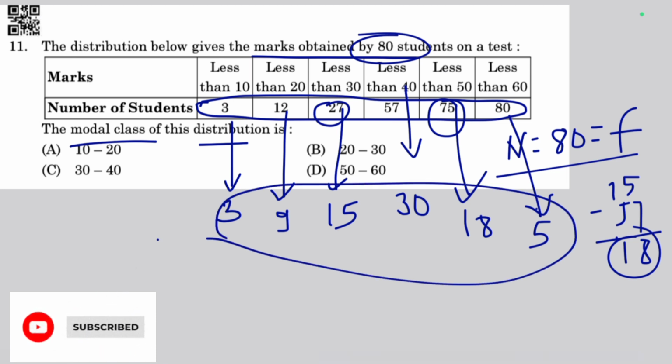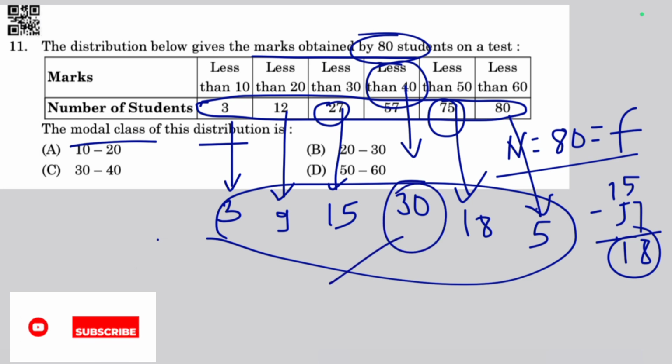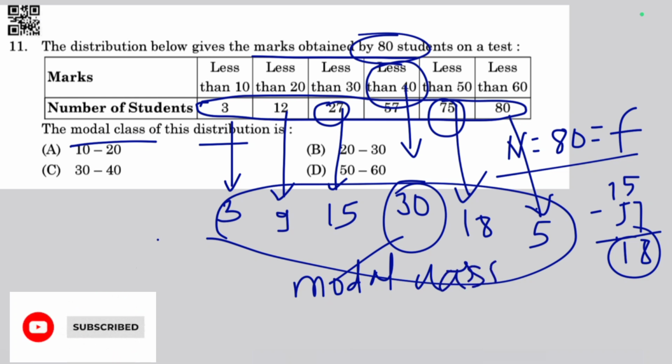You can see now the class 30 to 40, meaning less than 40, is the class having the maximum frequency, that is 30. So we can say that this class will be the modal class, and for that we have to choose option C. So that will be your correct answer.